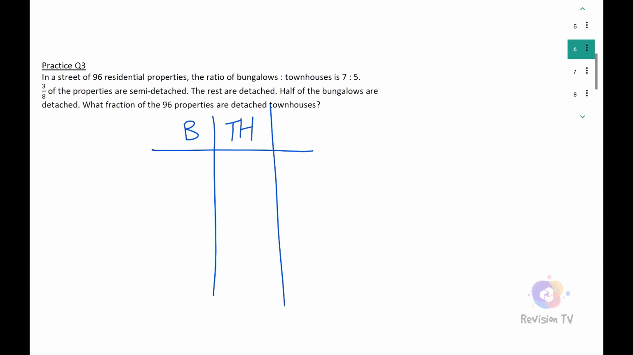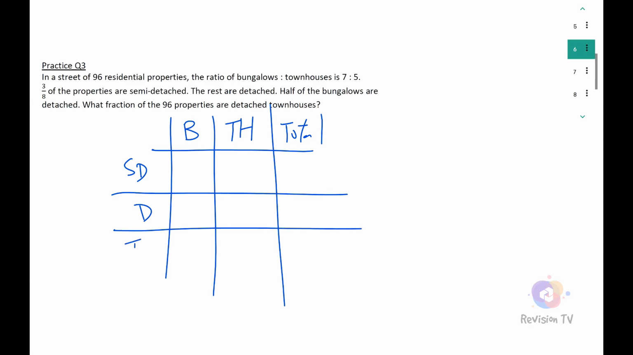For each column, we need a total. And then what's on the row? We've got detached and semi-detached. Actually, semi-detached and detached, and then total as well. So 96 is the grand total. The ratio of bungalows to townhouses is 7:5. That means out of 12, so we can do 96 divided by 12 to work out one part. That's 8. 8 times 7 is 56. 8 times 5 is 40.